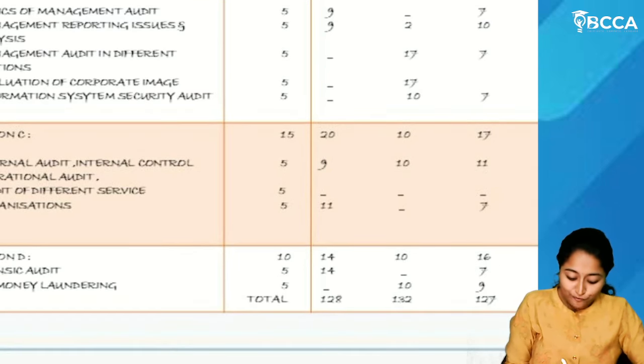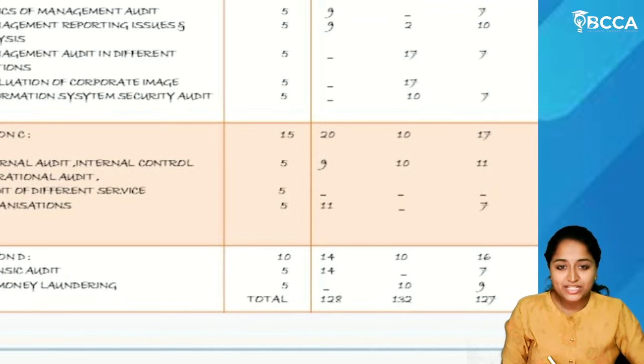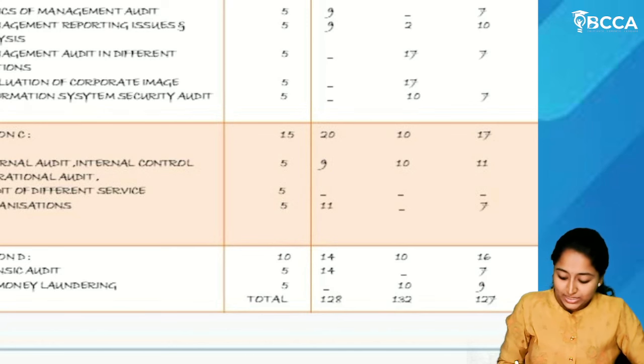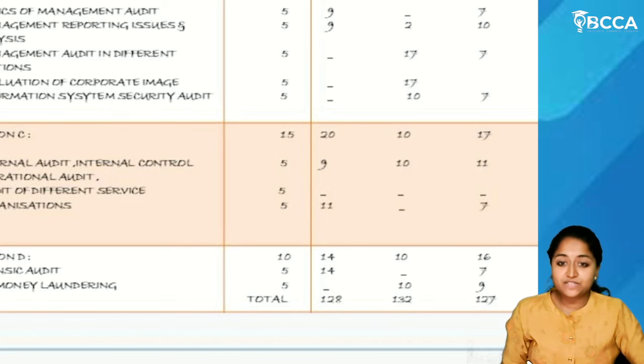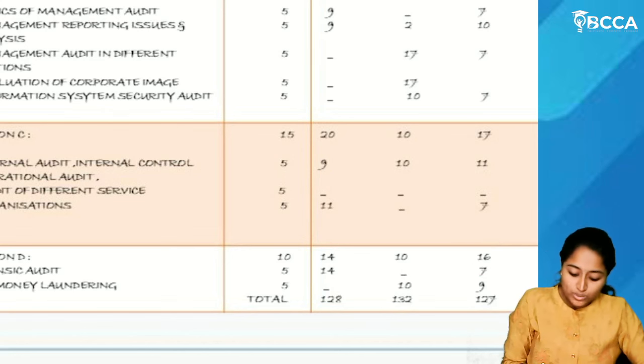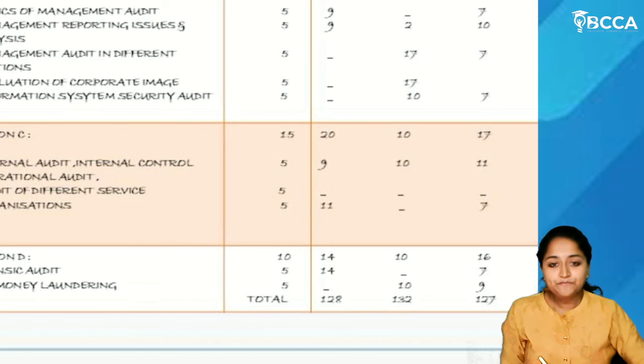Section D, we have forensic audit and anti-money laundering. The weightage for this Section D will be 10 marks. In June 23, it has been asked for 10 marks. In December 23, it has been asked for 14 marks. And in June 24, it has been asked for 16 marks, which concludes that the weightage will be 10 to 15 marks for Section D.